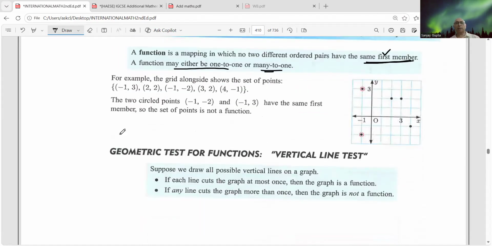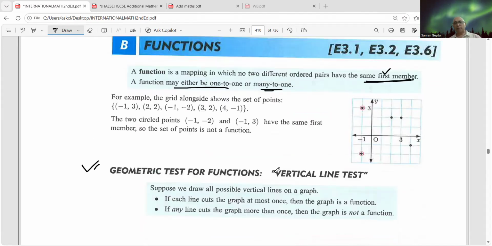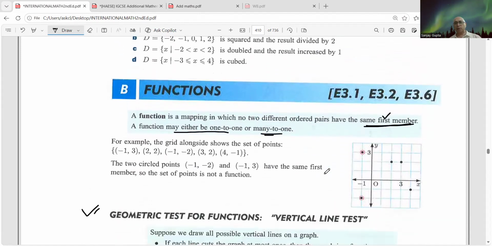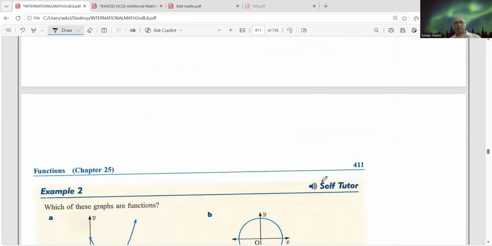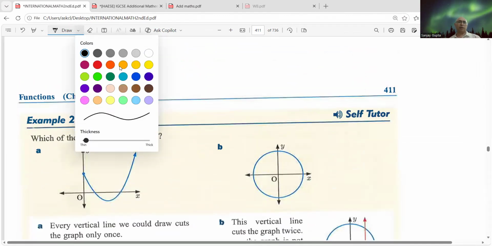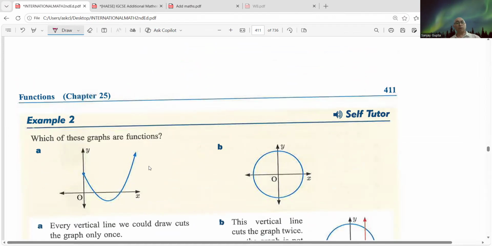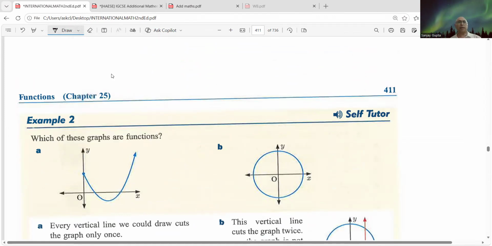Now, let's look at today what type of geometric test we can do to determine whether a mapping or a relation is a function. So sometimes, as I said in the last video also, the relation is defined in terms of a graph. Let's say we have this graph. Now, we don't know the relation between x and y as a mathematical equation, but we still want to know whether this is a function or not. So the definition that we defined last time will also be the core idea here.